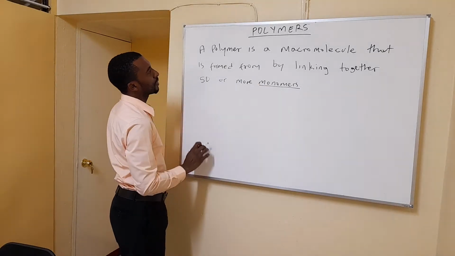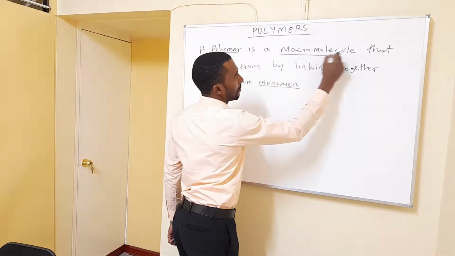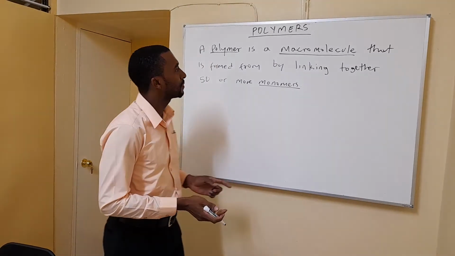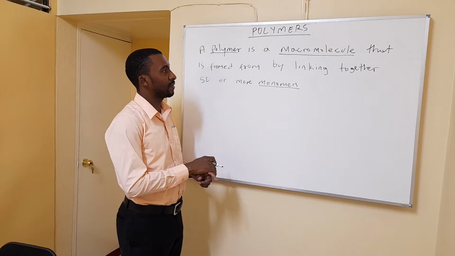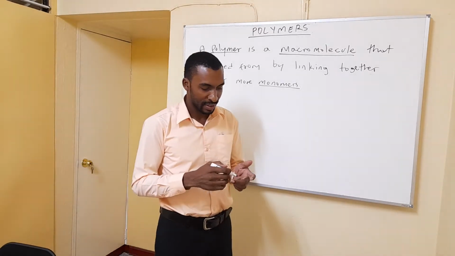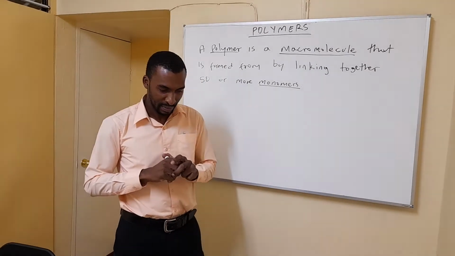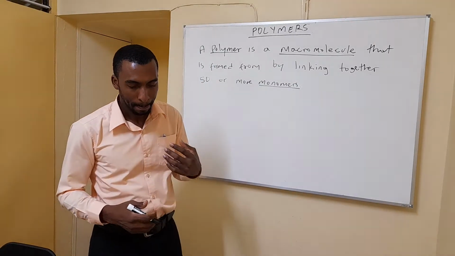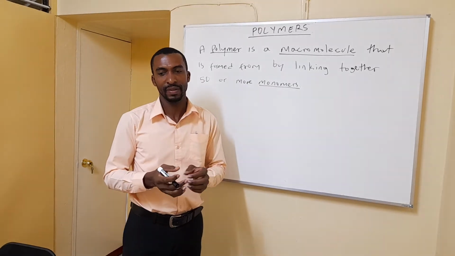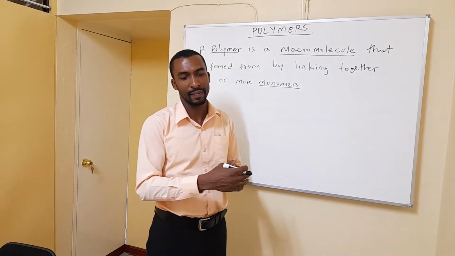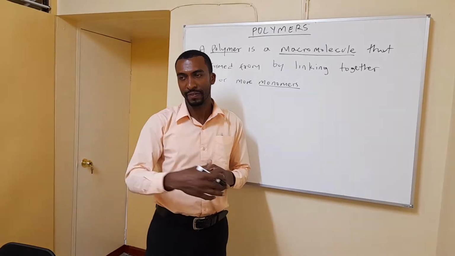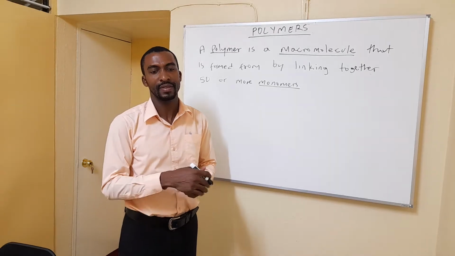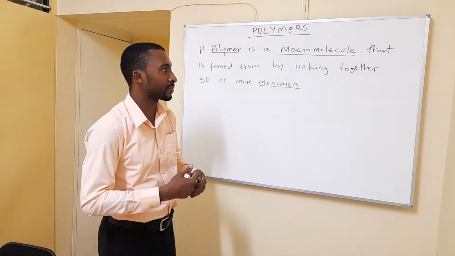Right? So monomers, polymer, macromolecule. A macromolecule is a very, very large molecule. When we say linking here, it's actually a chemical reaction that takes place. The monomers, which are small molecules, will react with each other to form a long chain of compounds with 50 or more of the monomers, the small units, to form what we call polymers, right?